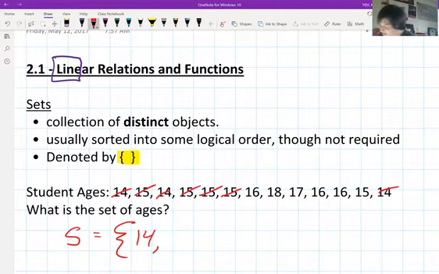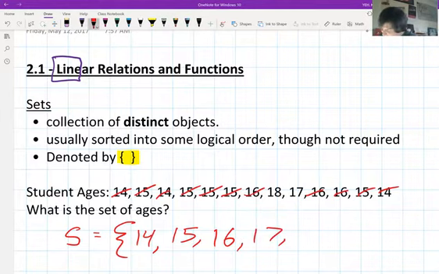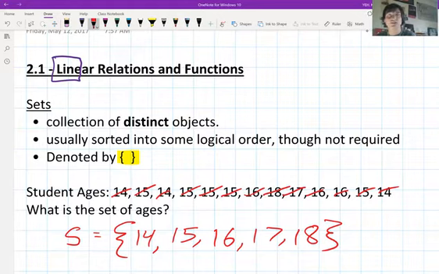15 comes next, it looks like, and it takes care of a lot of the elements in my original list. 16, 17, and then 18. And that is the set of student ages as it's given to us.